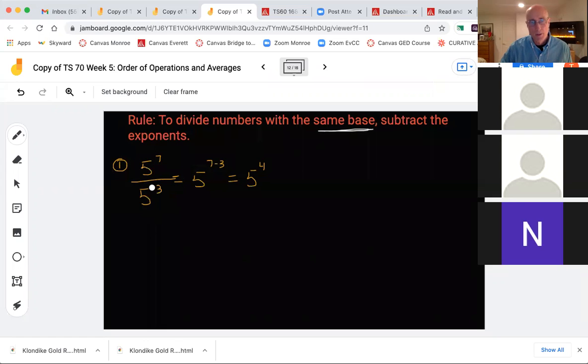What I can do is, because I have the same base, this is the base, it's the same. Just want to really emphasize this visually, that's the base and it's the same. Keep the base and subtract your exponents. 7 minus 3 is 4, so that's 5 to the fourth. See how that really simplified things down for you? So that's what you do if you have the same base: you keep the base and subtract your exponents. Okay, moving on.